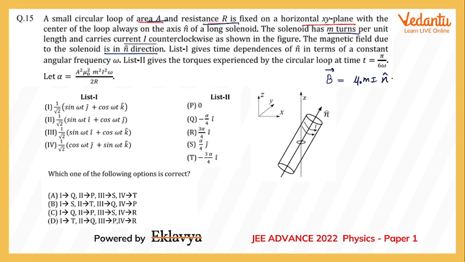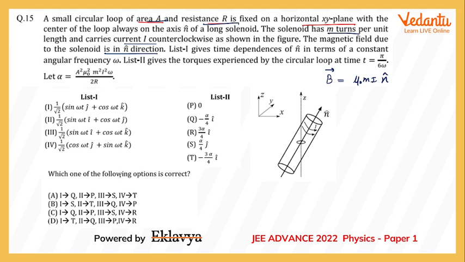Now this n vector is changing its direction. As you can see here, list 1 shows the direction of n at time t. So the n vector is changing its direction, which will cause the flux through the loop to change, which will cause an induced EMF in the loop, which will cause a current in the loop, and because of the current, a magnetic moment will be there of the loop, and because of the magnetic moment, a torque will act on the loop. So we have to figure out the value of that torque. So that is the question.